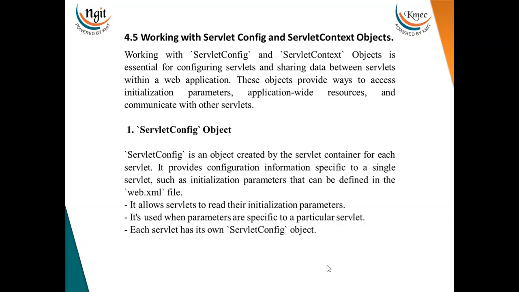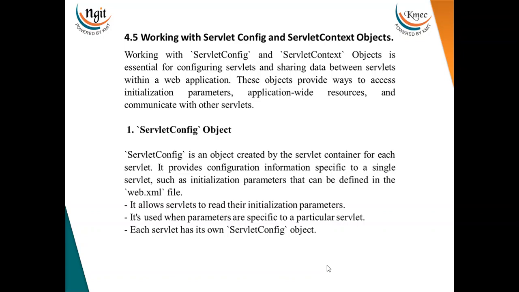Coming to the servlet config object, it is created by the servlet container. For each and every servlet, a servlet config object is created. It provides the configuration information that is related to that particular servlet only. It consists of the initialization parameters which will be defined in the web.xml file. So it allows servlets to read their initialization parameters, and we use these parameters when they are specific to a particular servlet.